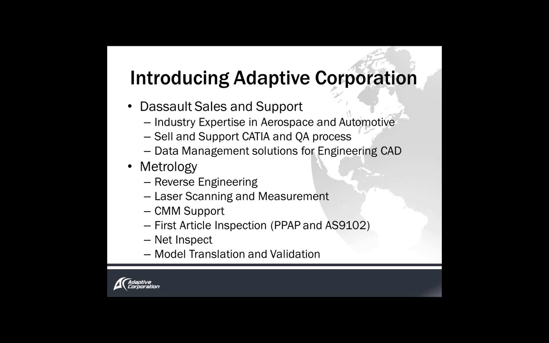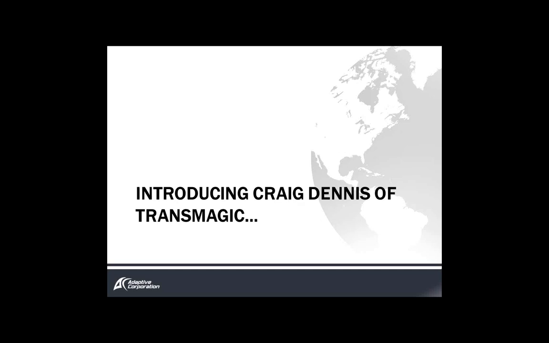Adaptive works with a variety of technology partners like TransMagic to bring a portfolio of best-in-class products to our customers. We're deeply committed to superior service and training to maximize your technology investments. In addition, Adaptive has a metrology organization that works with automotive and aerospace companies in support of their quality initiatives, including AS9102 and PPAP. We provide first article inspection software that operates natively in CATIA V5 and/or PDF.